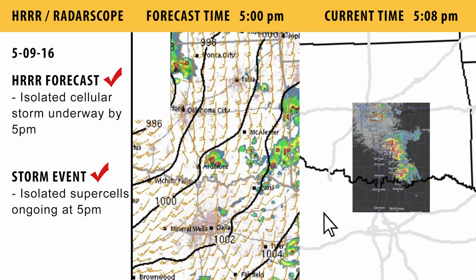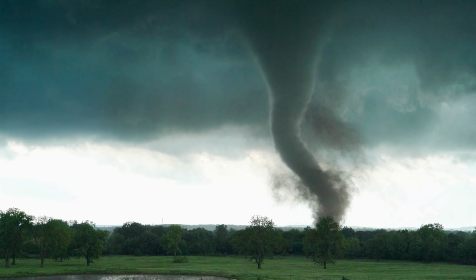Here's a comparison of the 5 p.m. run, or one of the runs for 5 p.m., and what actually happened at 5 p.m. So you can see there's a lot more coverage of these cellular storms. And so here's what that storm brought to us. This is the Katie Winwood EF4 developing right here.